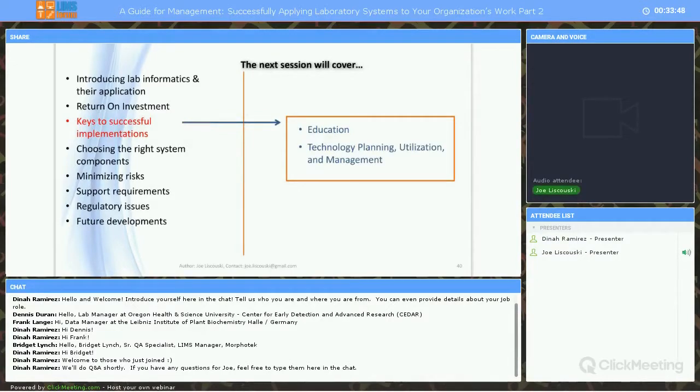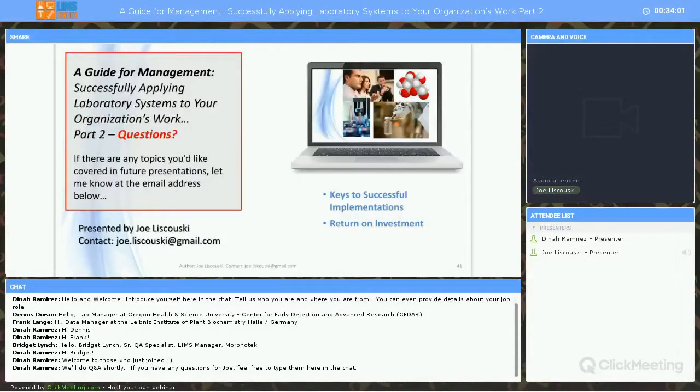The key to getting a good return on investment is planning and education, and we'll begin to cover those points in the next session, which is scheduled right now for January 18th, 2018. So that's pretty much the subject of ROI. Are there any questions?